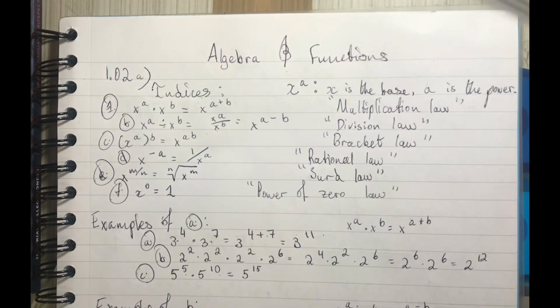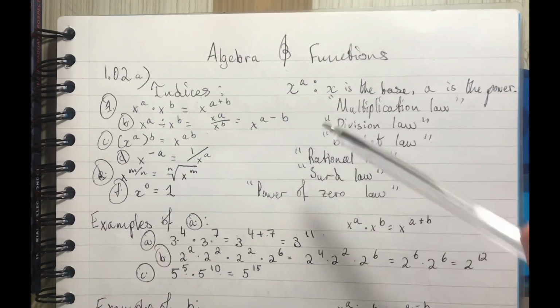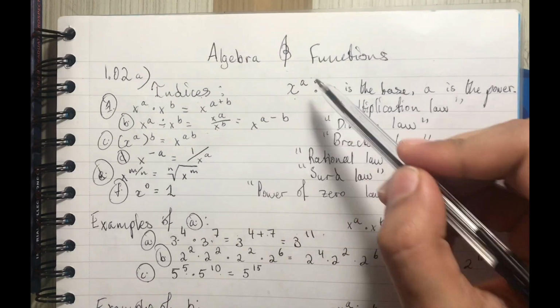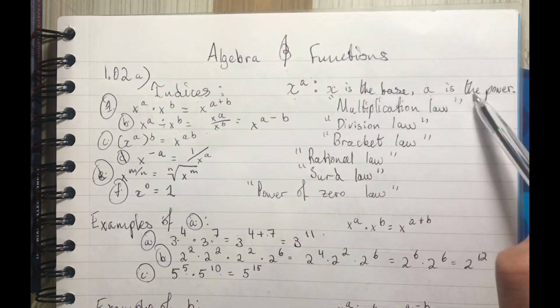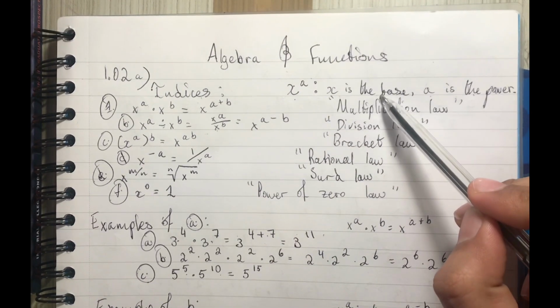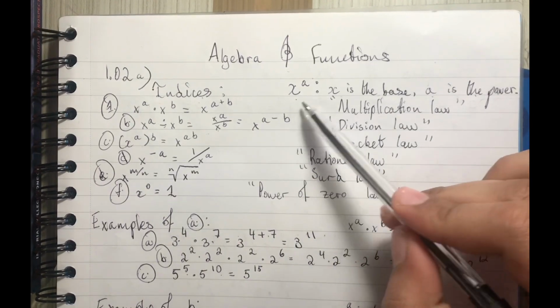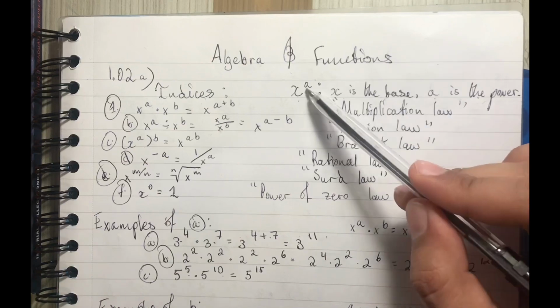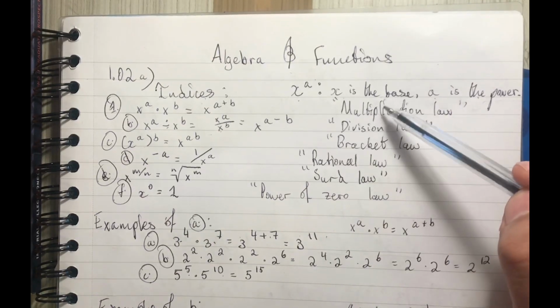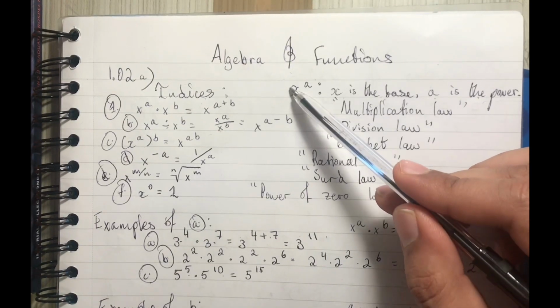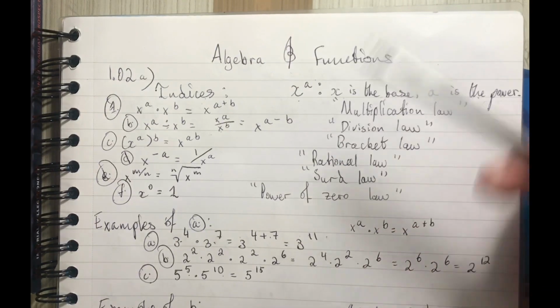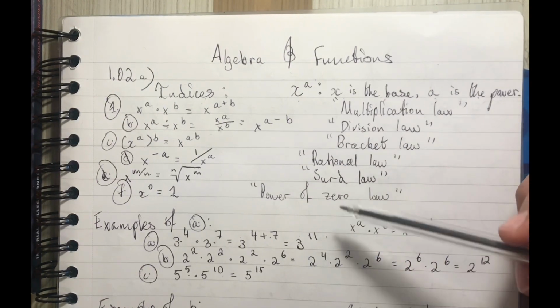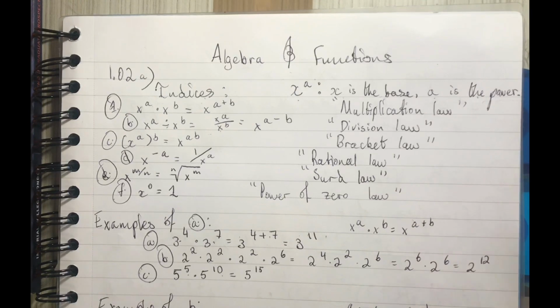Now first of all, what is an indice? Well, an indice is a number of this form here, x to the a, where x is the base and a is the power. You're going to hear me saying base and power a lot. All it means is the number below, x, is the base, and the number here on top is the power. For example, if we have 3 to the power of 2, 3 is the base, 2 is the power.